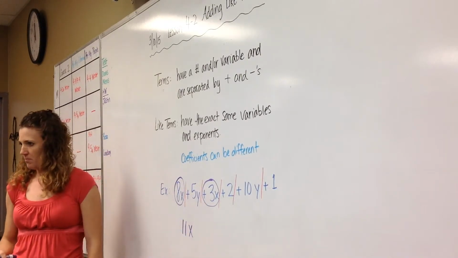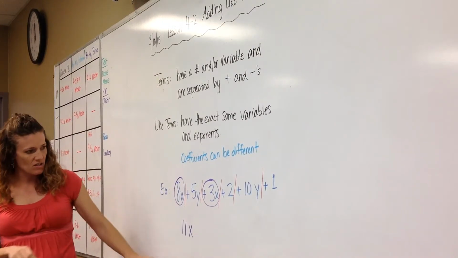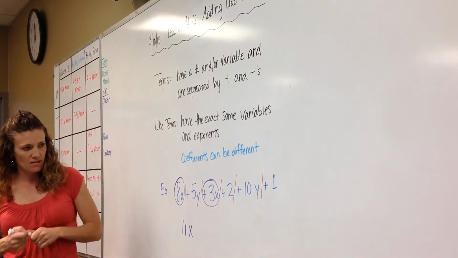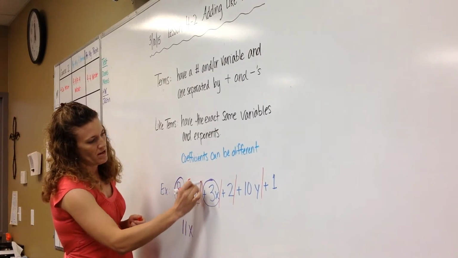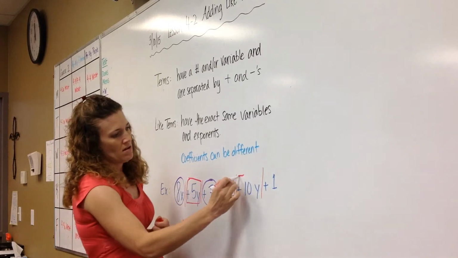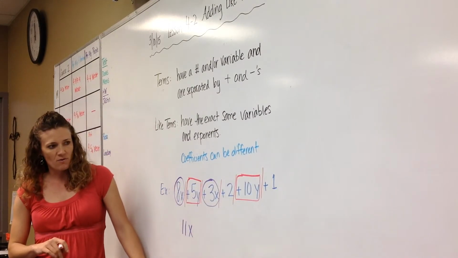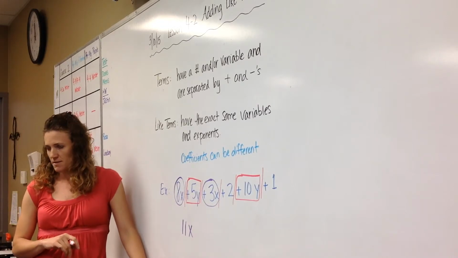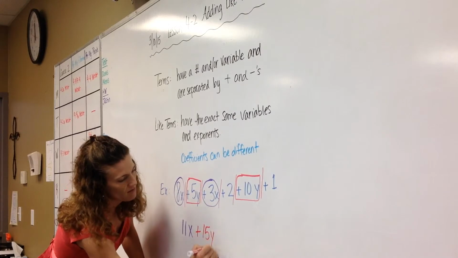Is that okay? Okay, now we can do the same thing to our y's, and we can do the same thing to our constants. So let's go ahead and put a box around our y's. We have 5y, and we have a positive 10y. So what's 5y plus 10y? 15y. Yep, so now we have plus 15y.